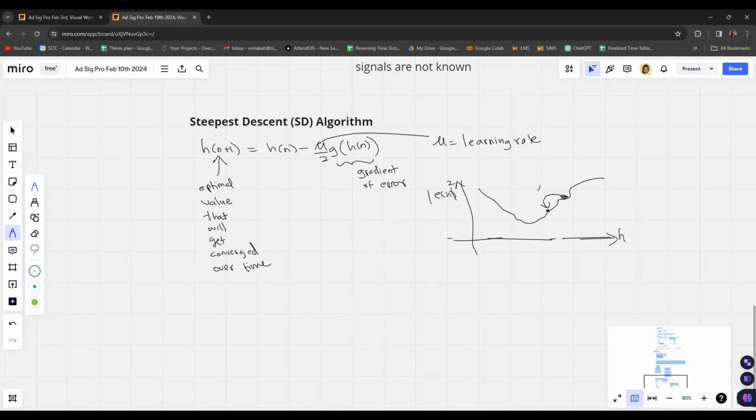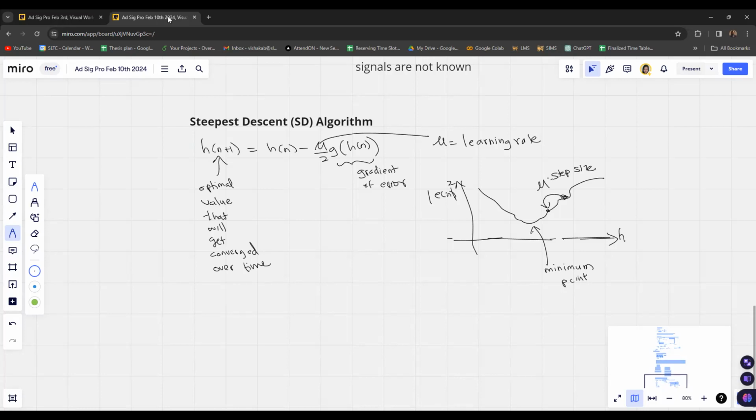So the step size of moving along this function can be determined using mu. So the mu will determine the step size of learning. If the mu is small, then you can go small steps. If mu is large, then you will go large steps. If you go large steps, sometimes you will just ignore this minimum point, or you will lose this minimum point in your learning process.